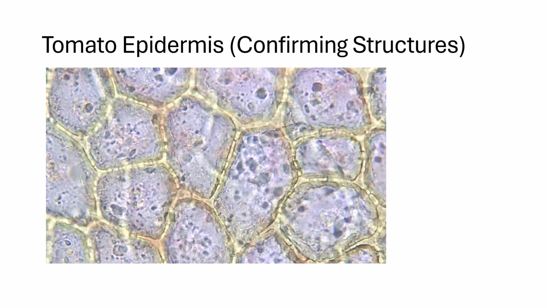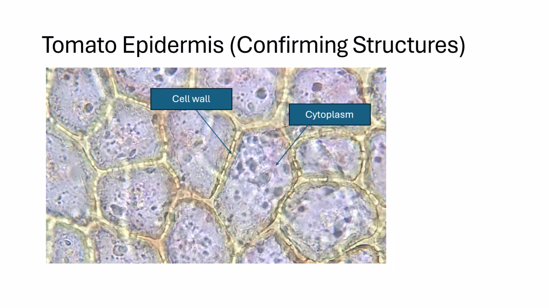Now let's confirm what you're seeing. The cell wall forms the boundary of each cell and provides structure and protection. The cytoplasm is the living material inside the cell wall. In these images, it may appear as a light region or faint granules. It may not look dramatic, but it's there.